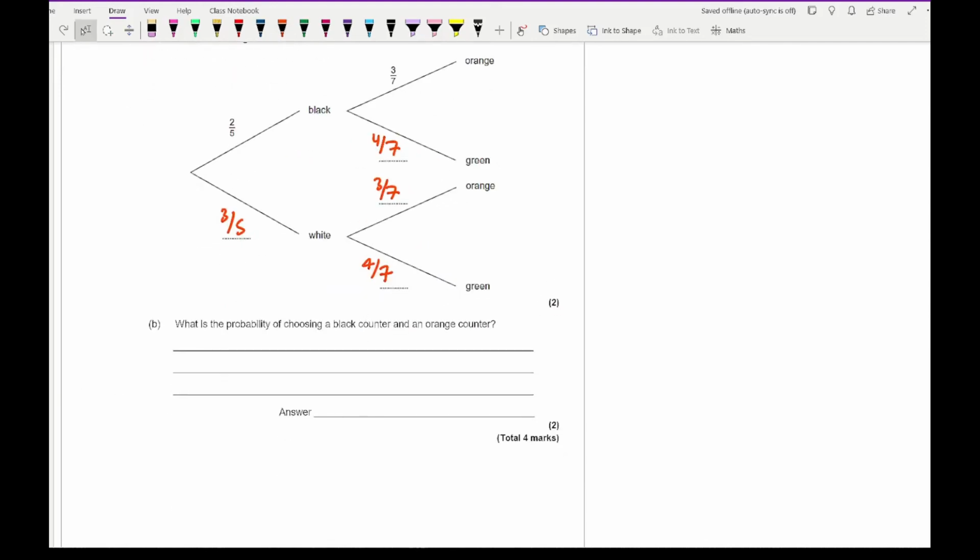It then says, what's the probability of choosing a black counter and an orange counter? Well, the probability of selecting a black counter is 2/5, and that means multiplying by the probability of an orange counter, which is 3/7, so it's going to be 6/35.